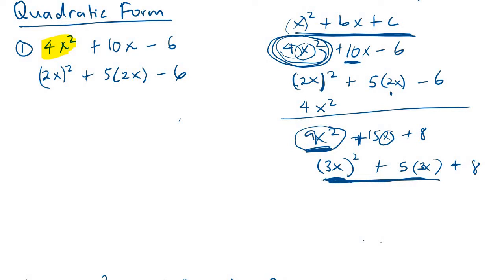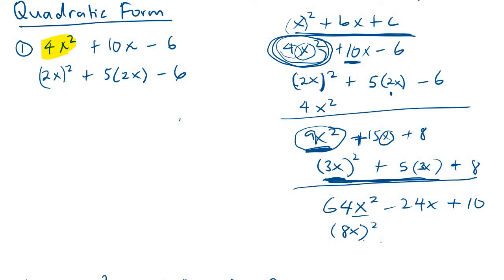Here's another one. Let's say I'm given 64x squared minus 24x plus 10. I can write this in quadratic form like this. I need something multiplied by itself to give me 64. That will be 8. And then something multiplied by itself to give me x squared. That's x. So that's what I'm going to square. But remember now, because I already have this 8x replacing x, I must replace x here also by 8x.